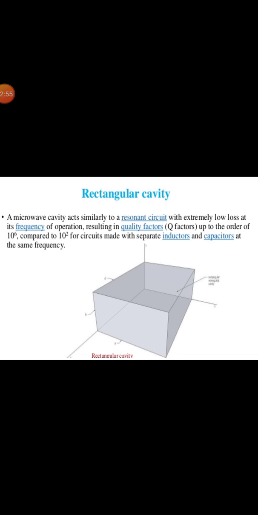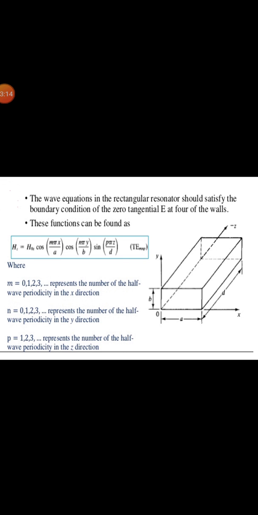Theoretically, a given resonator has a finite number of resonant modes, and each mode corresponds to a definite resonant frequency. The mode having the lowest resonant frequency is known as the dominant mode. Here is a sample of a rectangular cavity. A microwave cavity acts similar to a resonant circuit with extremely low loss at the frequency of operation, resulting in quality factors up to the order of 10^6, compared to 10^2 for circuits made with separate inductors and capacitors at the same frequency.